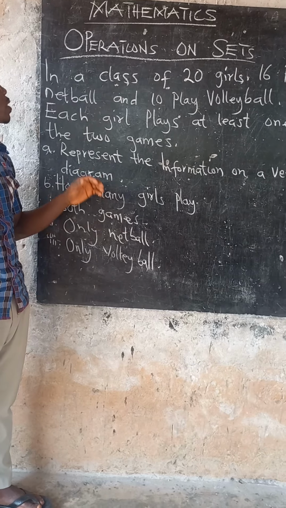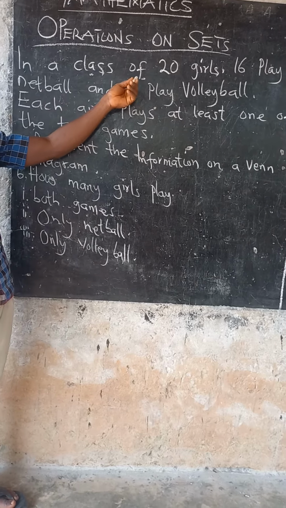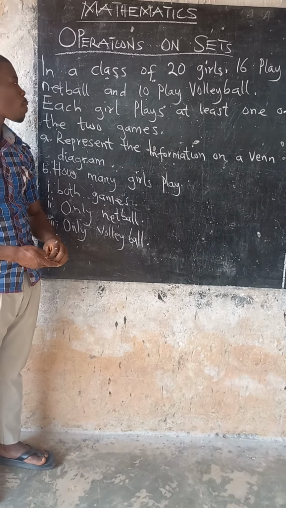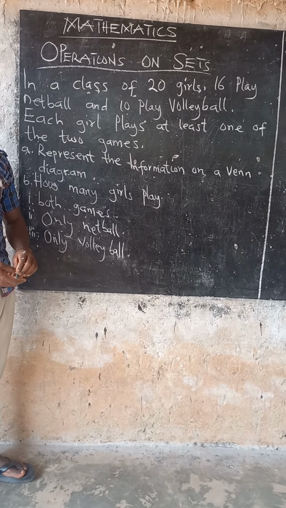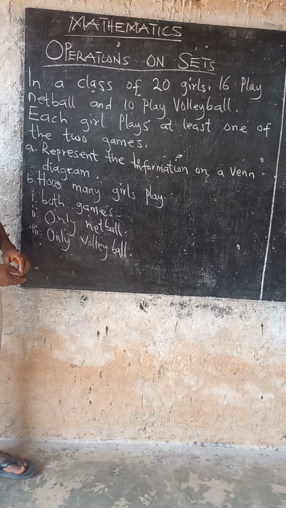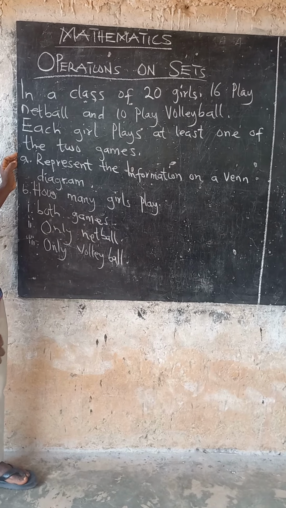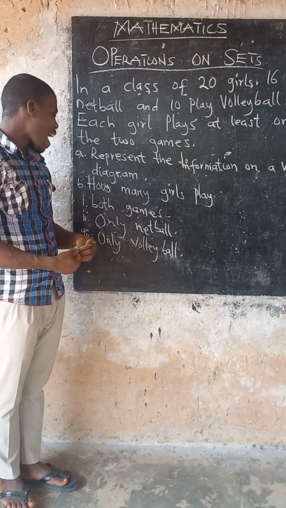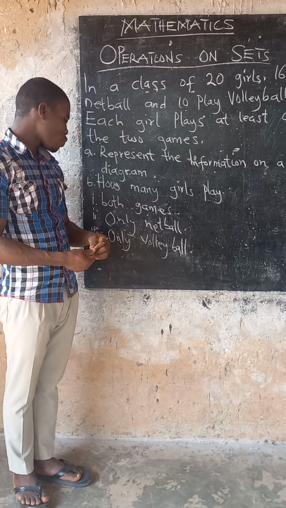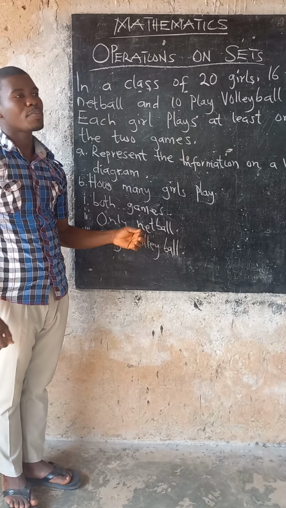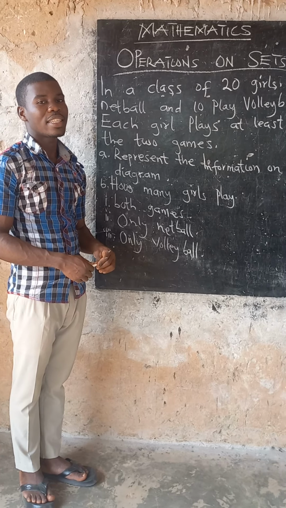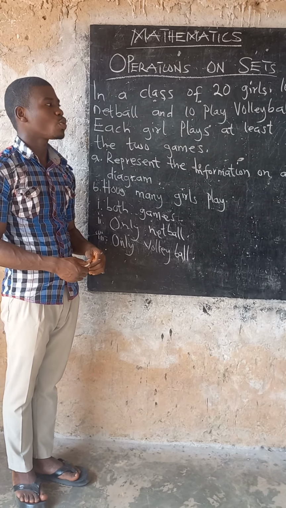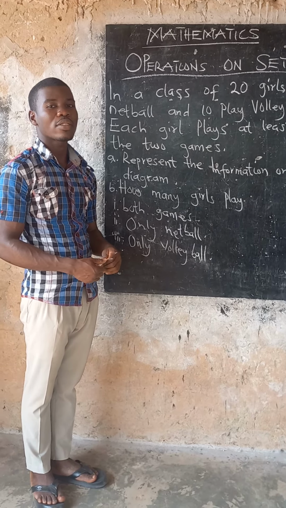The question is saying that in a class of 20 girls, 16 play netball and 10 play volleyball. Each girl plays at least one of the two games. A. Represent the information on the Venn diagram. B. How many girls play: I. Both games. II. Only netball. III. Only volleyball. It is a problem that has been given to you to solve. Now let's look at how we can solve this problem.